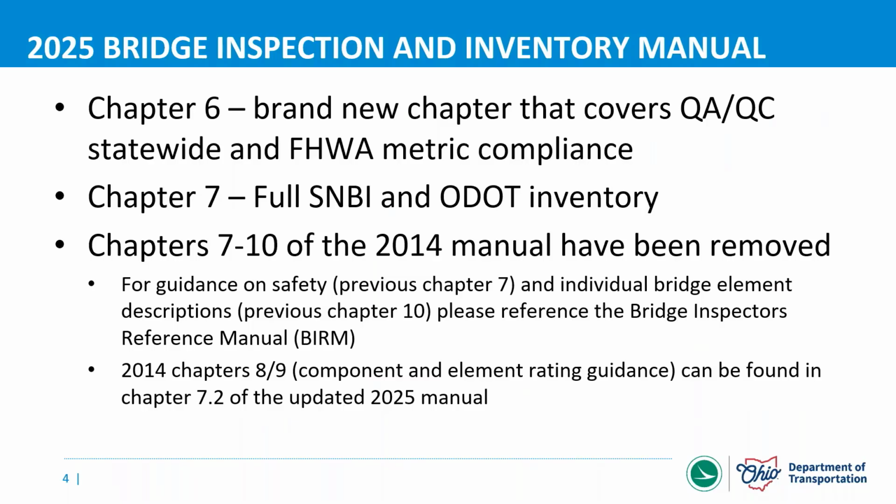And lastly, the chapters 8 and 9 from the 2014 inspection manual, which talked about your 9 through 0 component ratings and then your element level ratings, are now found in chapter 7.2 of the updated 2025 manual. So the SNBI, as part of the inventory, defines condition rating fields, element level ratings, et cetera. So that's why we kept that in chapter 7 with the rest of the SNBI and Ohio inventory.